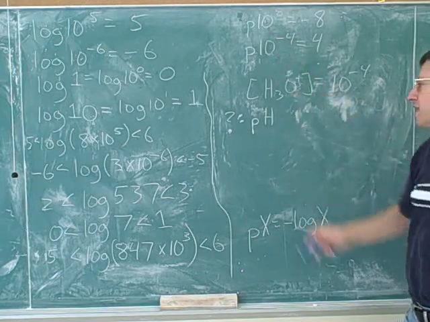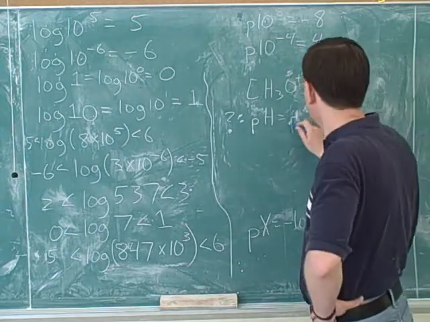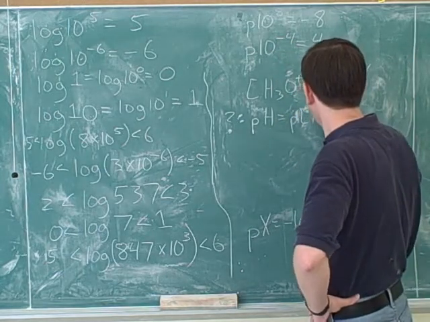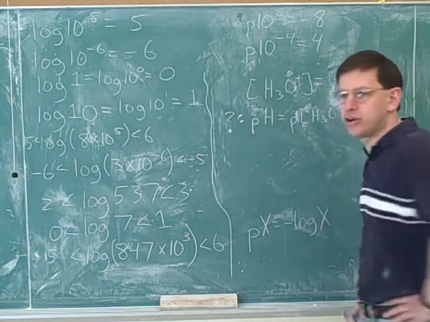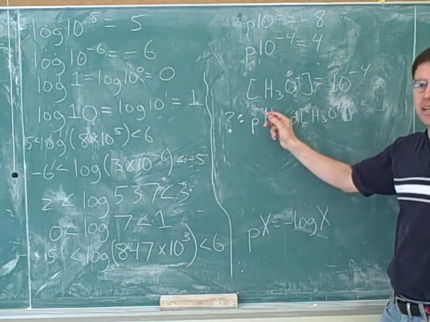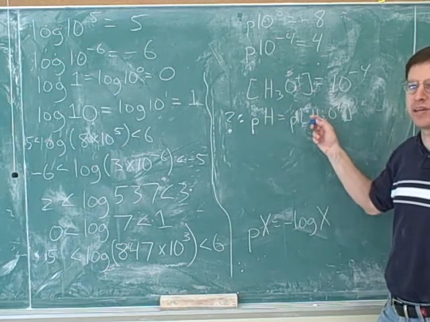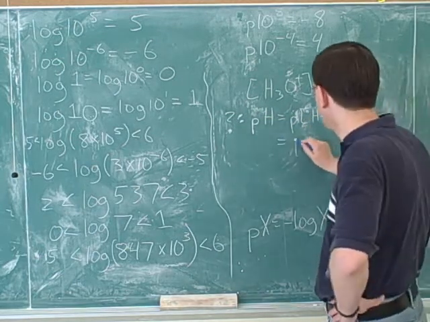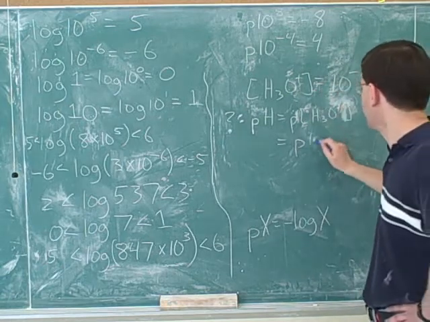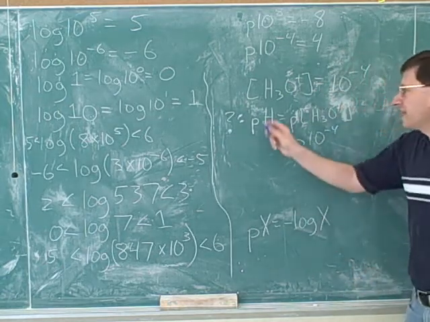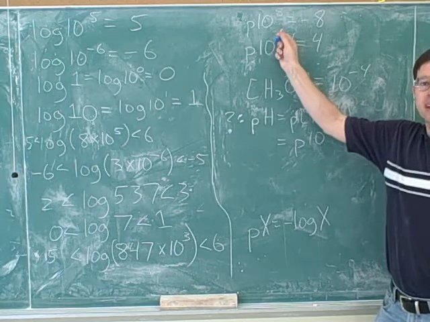This is just a shortcut for writing that, because the pH really means the P of the hydronium concentration. The H in pH just stands for hydronium concentration. This is important to know. pH just means the P of the hydronium concentration. Well, I just said the hydronium concentration was 10 to the negative 4. So when you're taking the pH here, you really are taking the P of 10 to the negative 4.